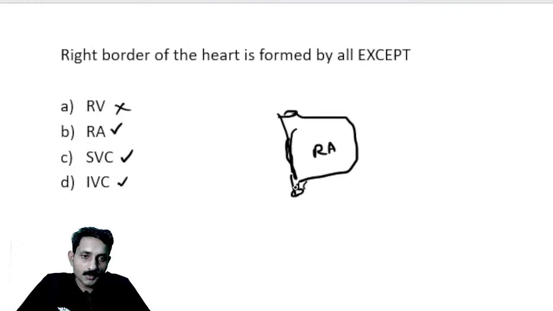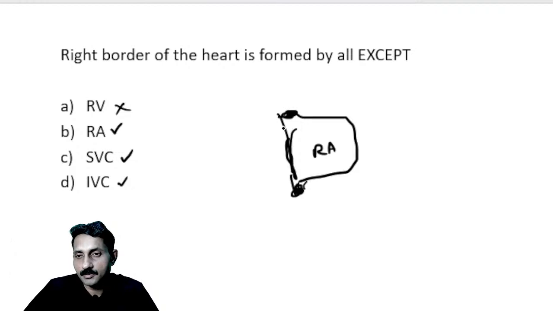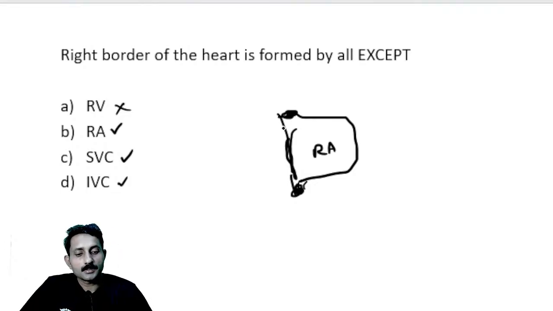In the right atrium, superior vena cava and inferior vena cava will open, and all this is included as a part of inferior vena cava. Only the initial part is there. Sometimes the option can be only superior vena cava and right atrium. Sometimes the option can be superior vena cava, right atrium, and inferior vena cava.